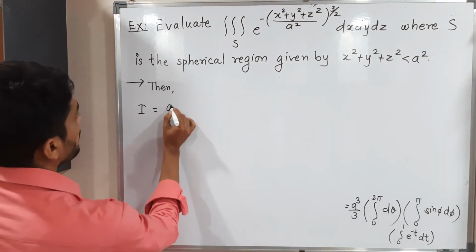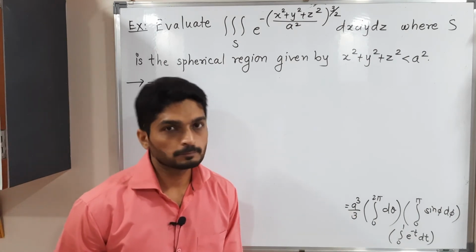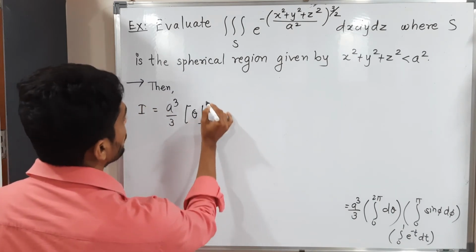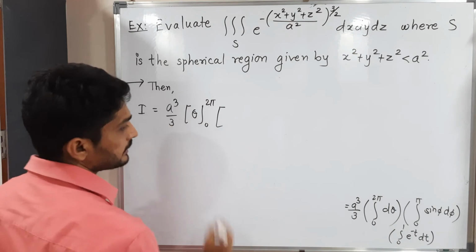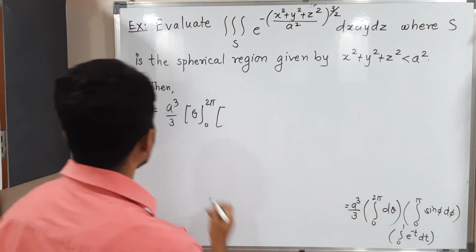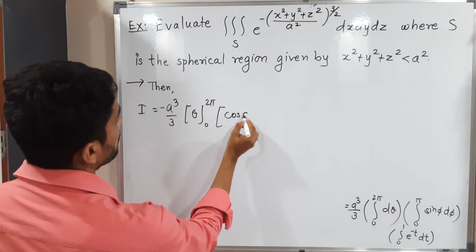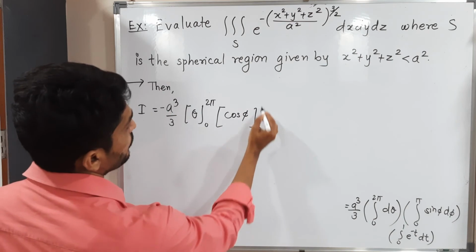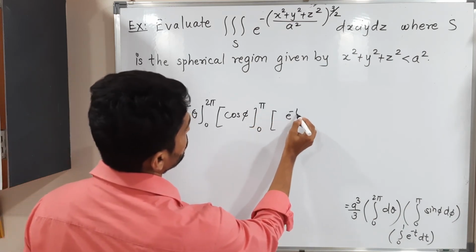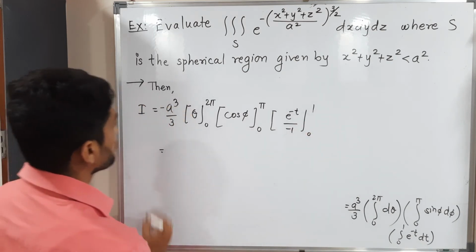So what we have, a cube by 3. What is integration of d theta? Theta. Okay, so theta having limit 0 to 2 pi. Next, what is integration of sin phi? It's minus cos phi. But see, what will I do? I will take minus outside. I am taking minus outside. Simply I will write cos phi 0 to pi. And integration of e raised to minus t is e raised to minus t upon minus 1 with limit 0 to 1.